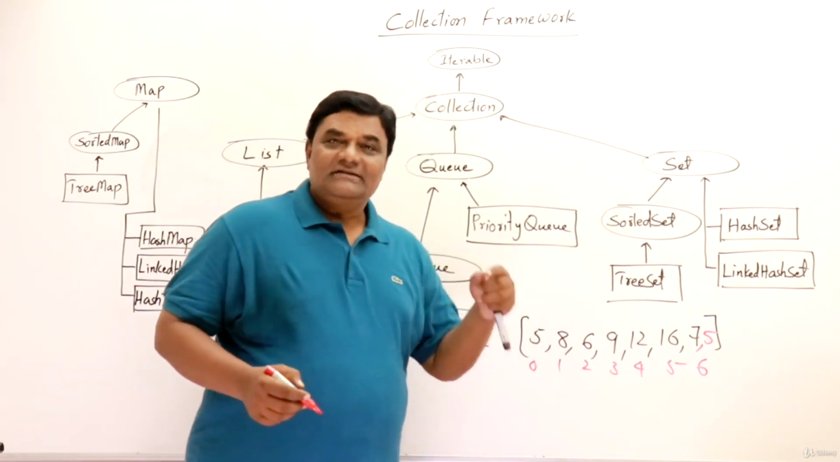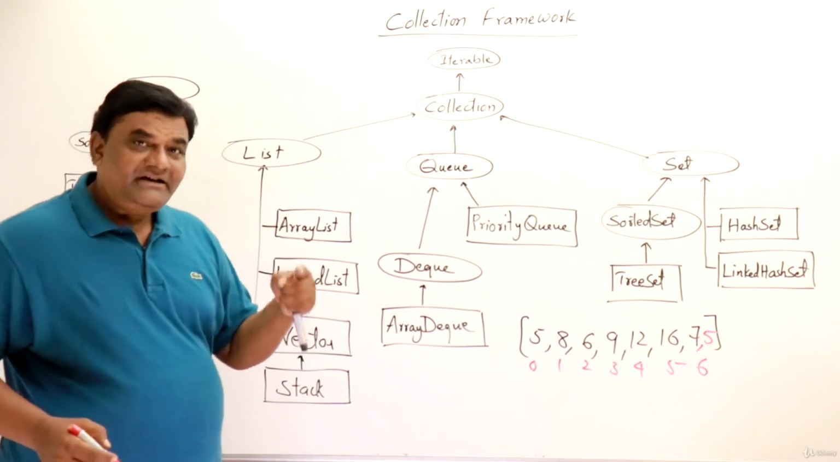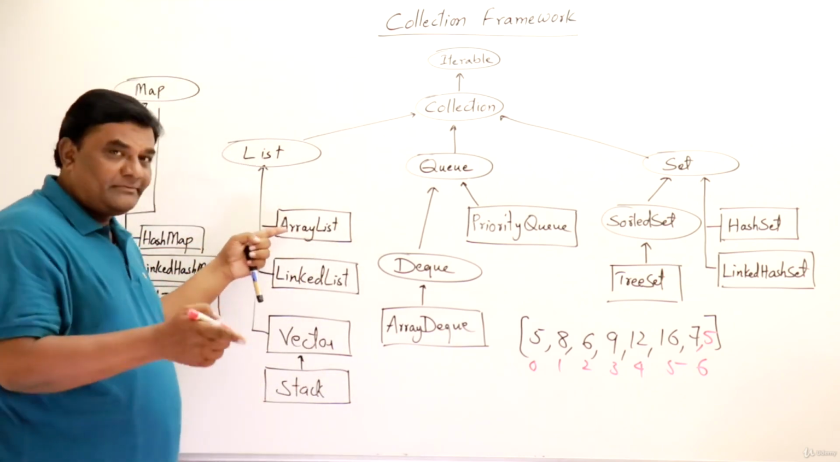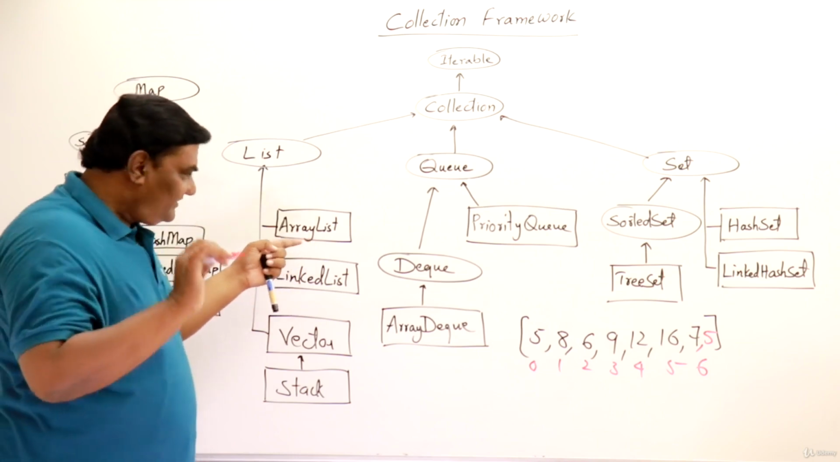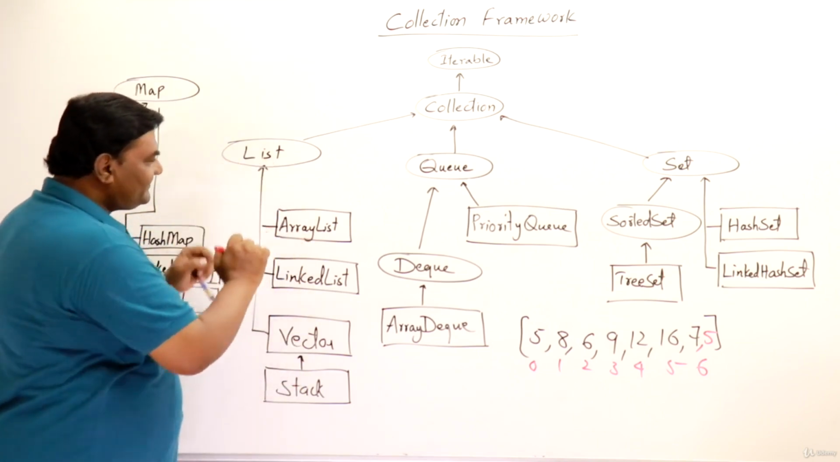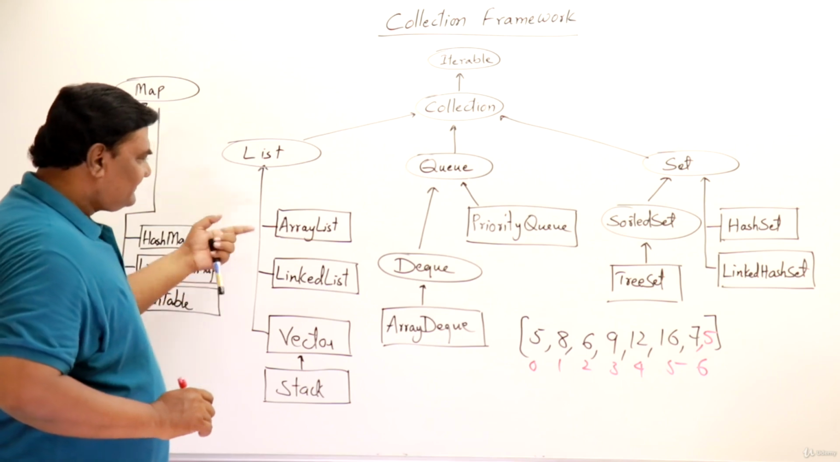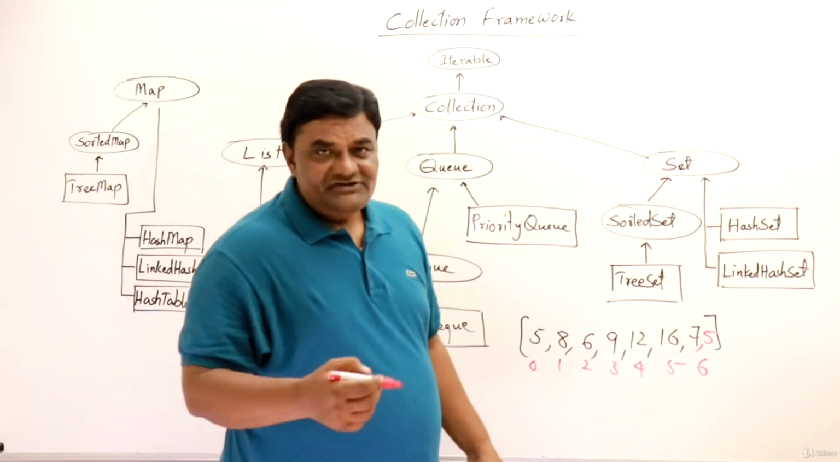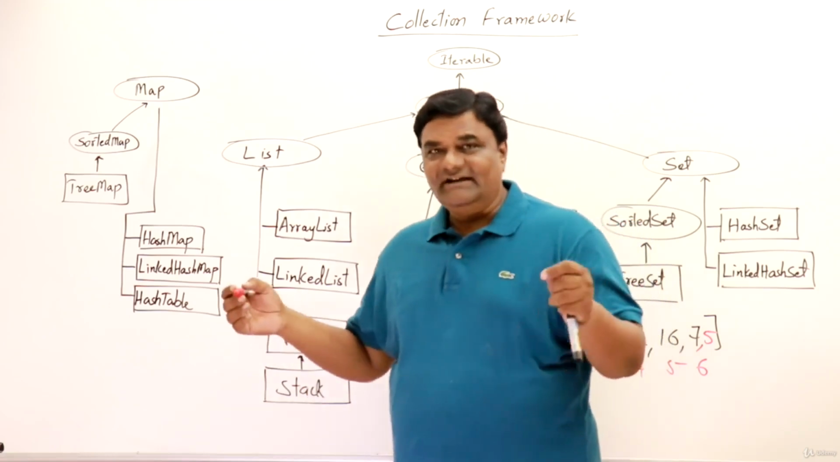Let us look at the classes that are implementing the List interface. So here is the list of classes. We are going to study these classes in detail. For now, we just have to learn that these are implementing the List interface. So what are those classes? First is ArrayList. This is just like an array of Java, but it has a lot of extra features.